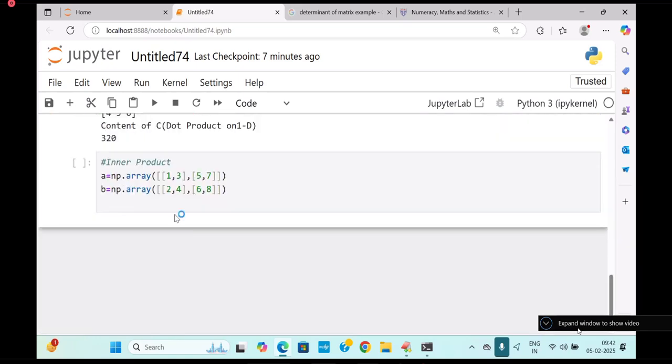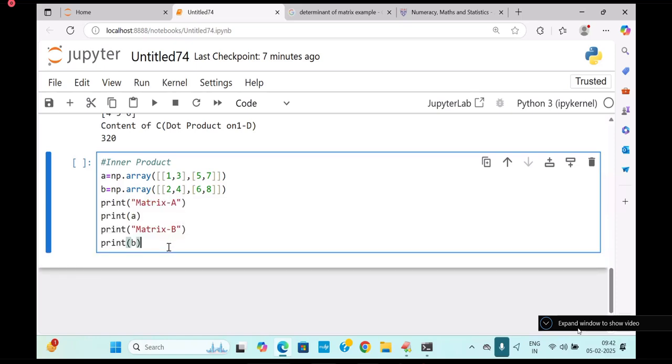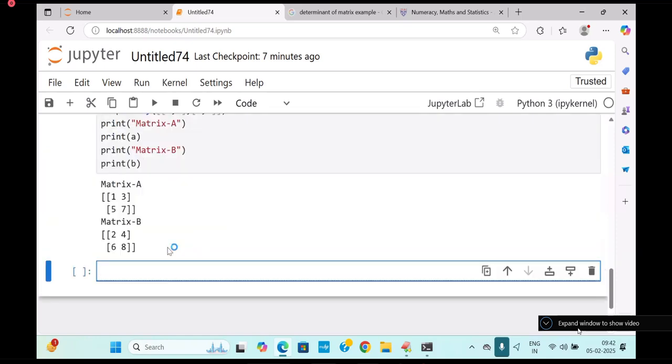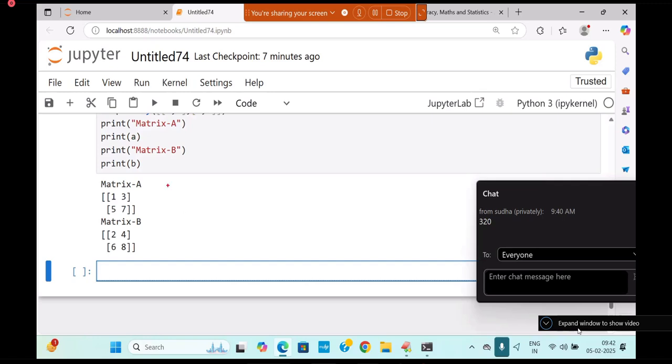Now I am going to implement the inner product of matrix A and matrix B. So here I am applying inner of. How to do this? 1 into 2, come on. I am going to apply 1 into 2, and next 3 into 4. Plus 3 into 4. This is not a dot product. Keep in mind: 1 into 2, 3 into 4.